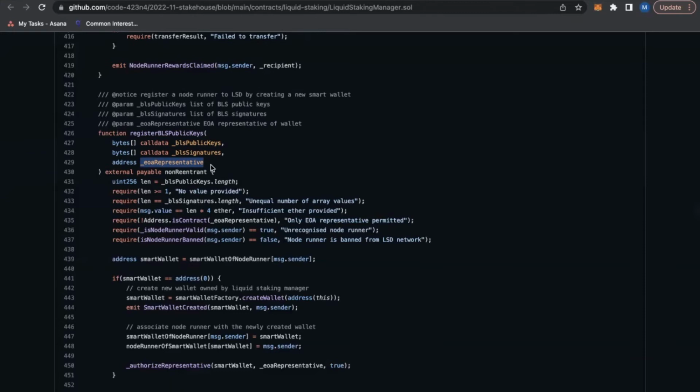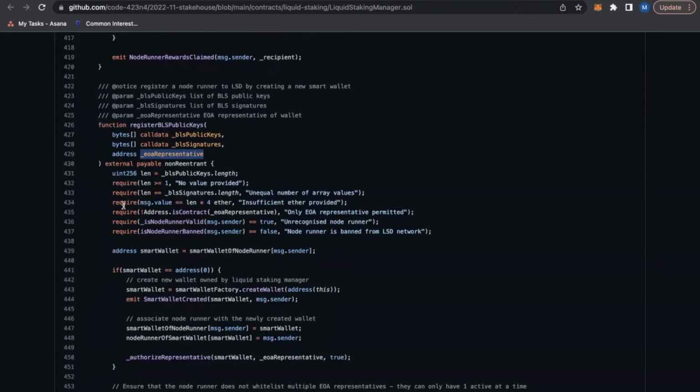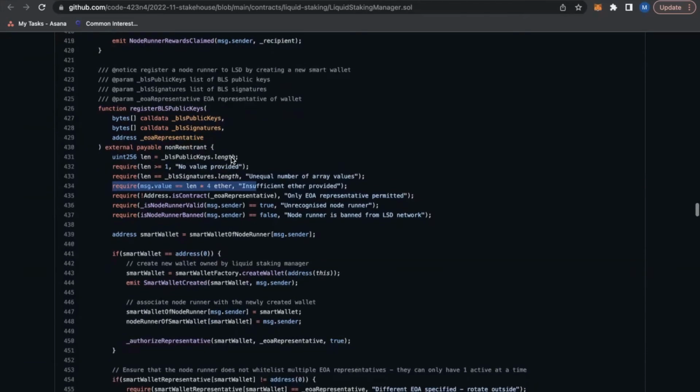The idea here, if you can see at line 434, is that the ETH you provide should be a multiple of 4. That means each BLS public key you provide should have 4 ETH along with it. So if you're providing 10 BLS public keys to register, you'll have to provide 40 ETH, and these 4 ETH will be associated with that BLS public key, and then you'll be able to pull in the other 28 ETH from the pools and start your journey.